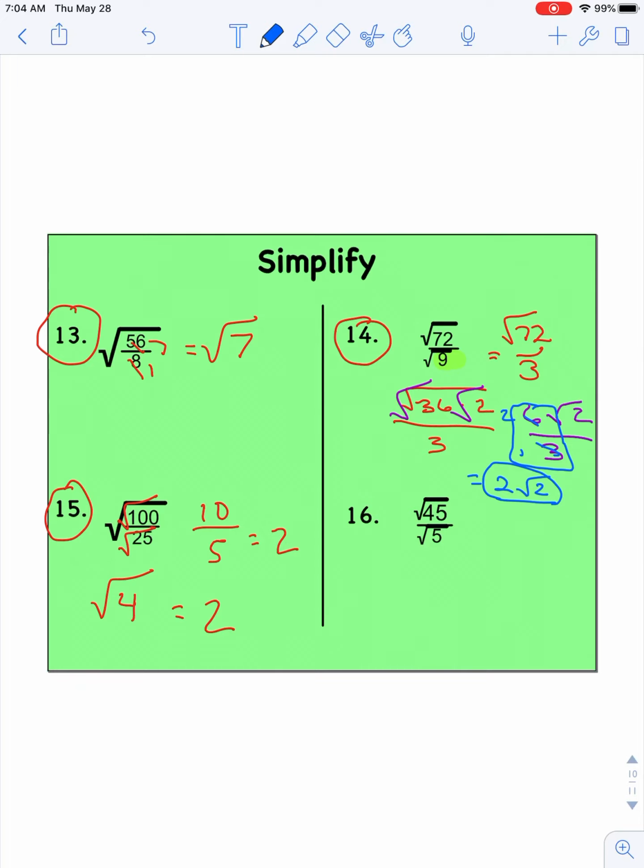Neither in number 16, neither of these are perfect squares. So I'm going to put them under the same radical. 45 divided by 5, well, that's just 9. And the square root of 9 is simply 3. So a lot of these work out pretty nice if you just follow the rules. And it seems like there's a lot of rules, but key in on those perfect squares.